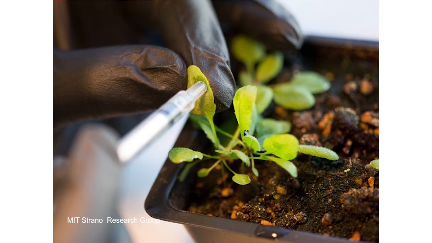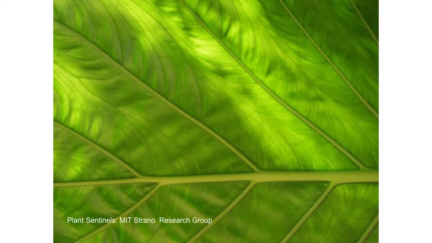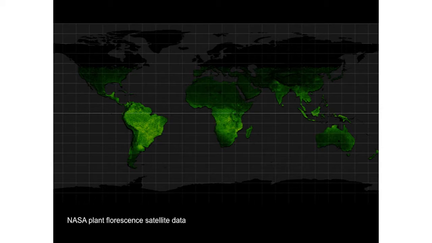And then the last sentient natures example is some ongoing research with Michael Strano's group at MIT. Here we're looking at how carbon fiber nanotubes can be introduced into plants to augment their natural fluorescence. Plants are always fluorescing. They give off light. We just don't see that light. And the carbon tubes allow the plant to live and to become a kind of platform for technology and to give off light in the visible spectrum.